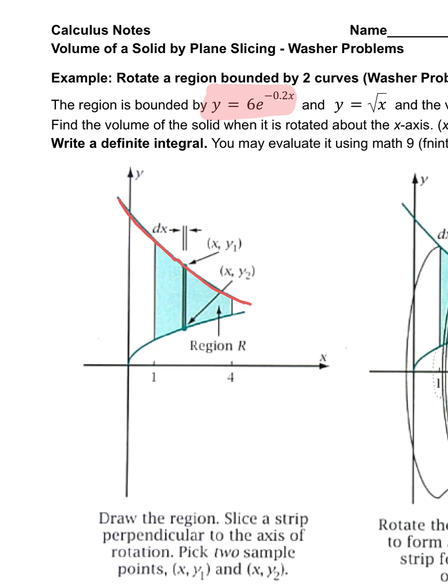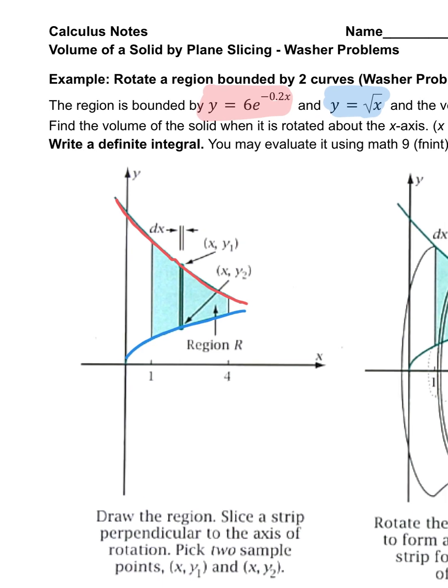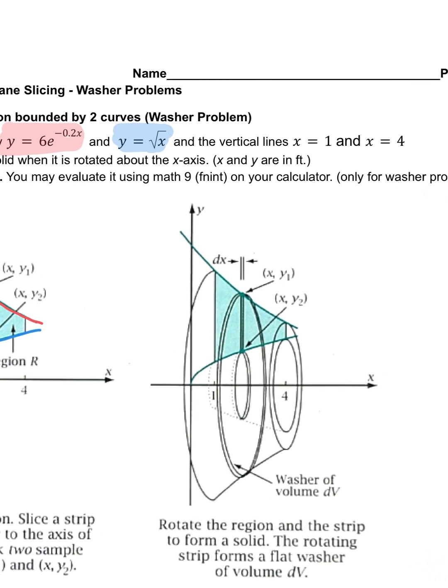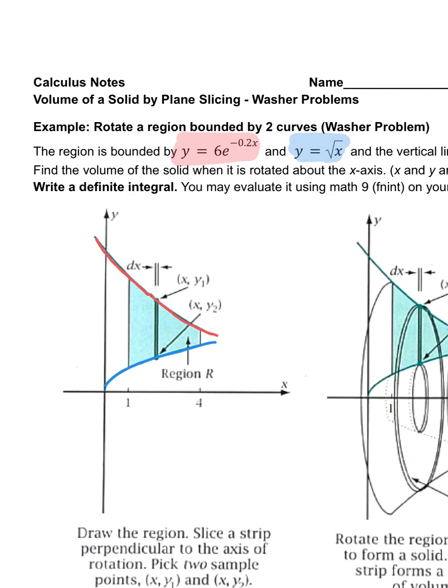And then our second function is y is equal to the square root of x. So on the graph, that is this piece right here. In this example, our limits are going to be given to us, between x is equal to 1 and x is equal to 4. So I'm going to put that on the graph. Right here, our x value is 1, and over here, our x value is 4. So this region is shaded right here.